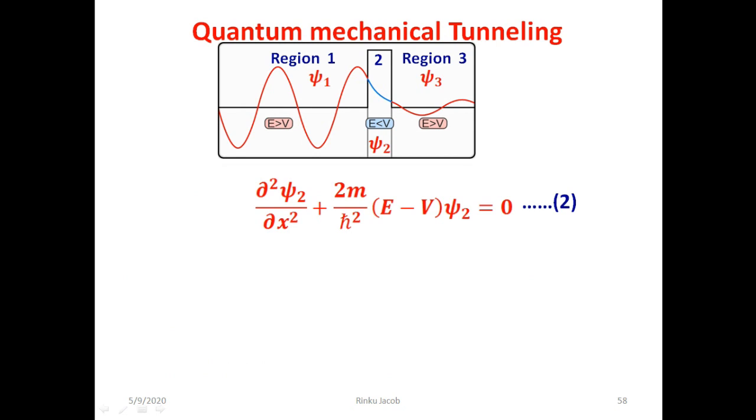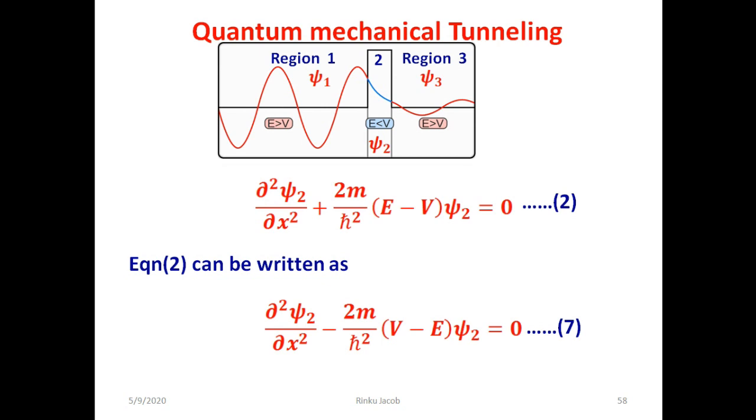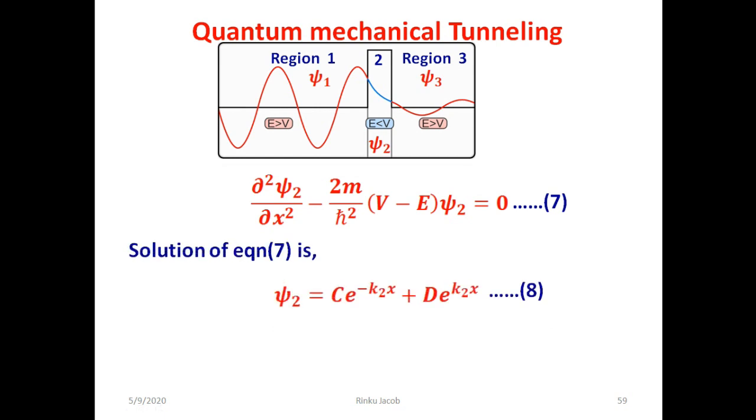Now we look at equation 2, which is the Schrodinger equation for the particles in region 2. As the potential of the barrier is more compared to the energy of the particle, we take a negative sign from the second term and write the equation as ∂²ψ2/∂x² − (2m/ħ²)(V − E)ψ2 = 0. That is equation 7. The solution of equation 7 is ψ2 = c e^(-k2x) + d e^(k2x), that is equation 8. Here we use k2 instead of k1 as there is an additional term V, which is the potential of the barrier. So k2 = √(2m(V − E)/ħ²).